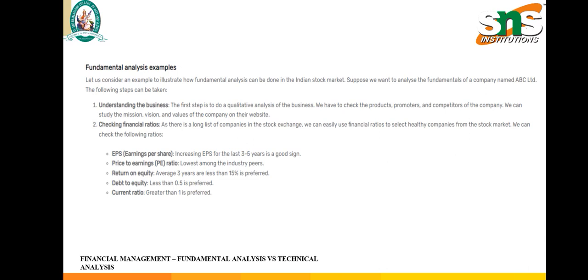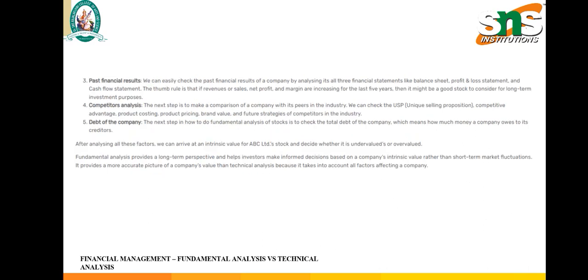Then return on equity: an average over 3 years of more than 15% is preferred. Debt to equity: less than 0.5 is preferred. It talks about the debt of the company. Then current ratio: greater than 1 is preferred. Liquidity: it shows the liquidity position of a company. Then past financial results of a company.